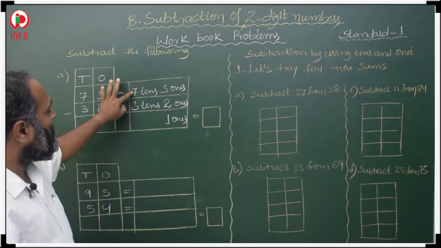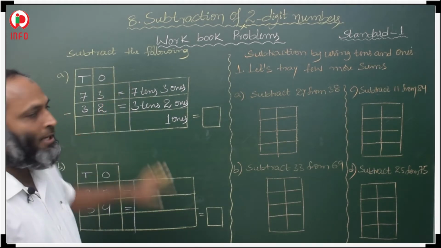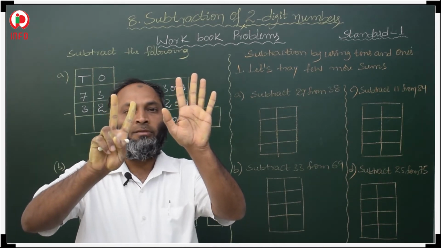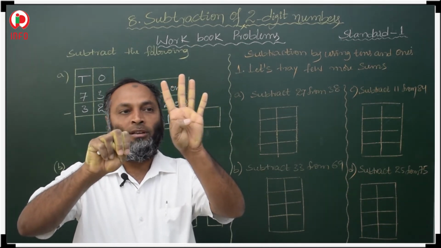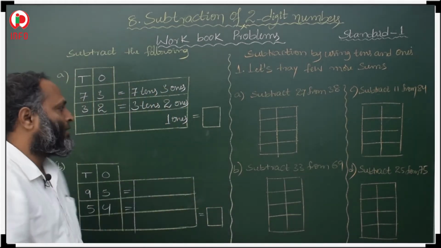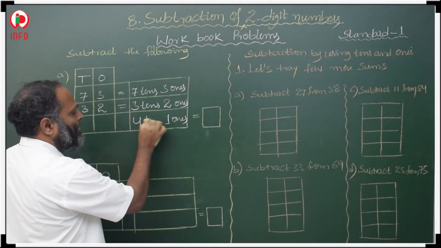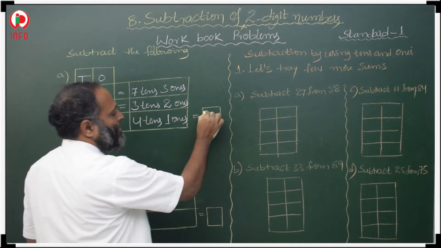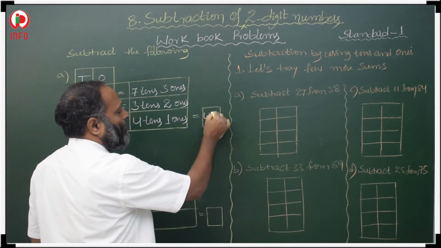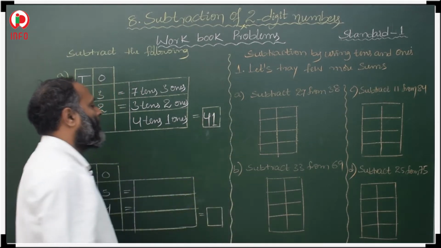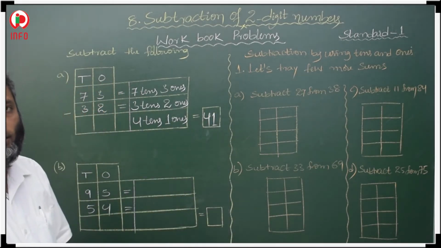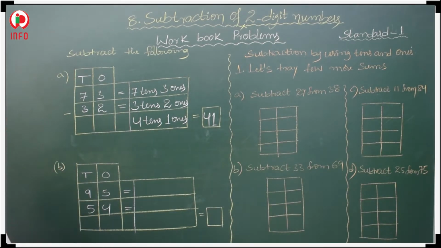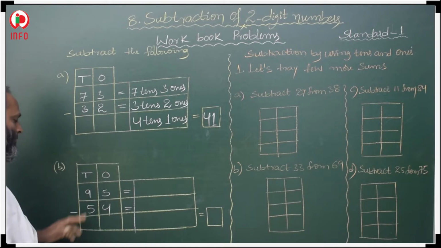And 7 tenths and 3 tenths. In 7 tenths we have to subtract 3 tenths. Means we have to close 3 fingers. 1, 2, 3. 4 tenths left. 4 tenths and 1 ones. That is 41. 41 is the answer. Now, in the next question, we have to subtract 54 from 95.